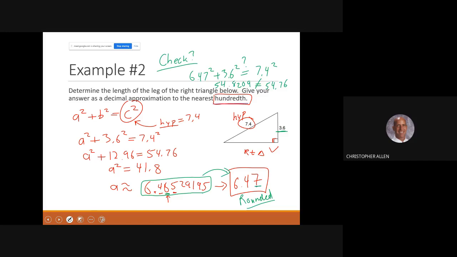So it makes sense that this answer is going to be a little bit bigger than the one on the right. So that's the issue whenever you're dealing with these square roots. So be careful when you check your answer. They're not going to come out exactly the same, particularly if you square a decimal like this. All right, so let's go ahead and move on.